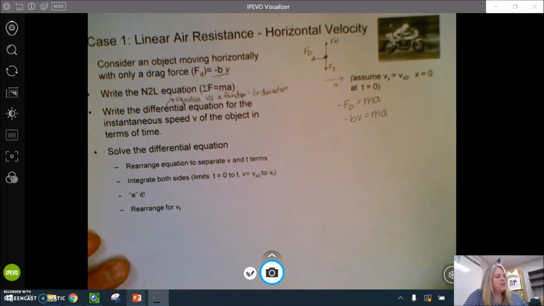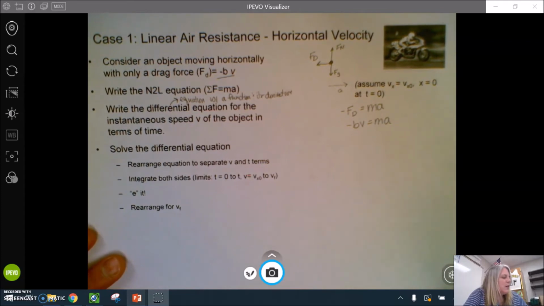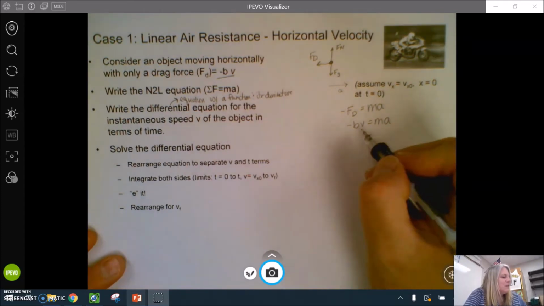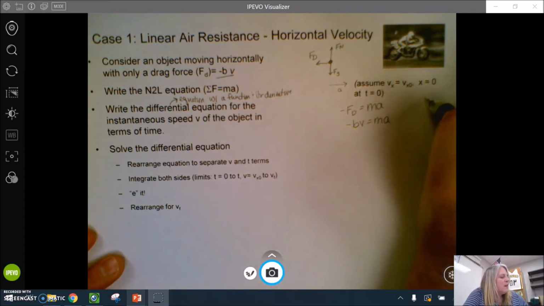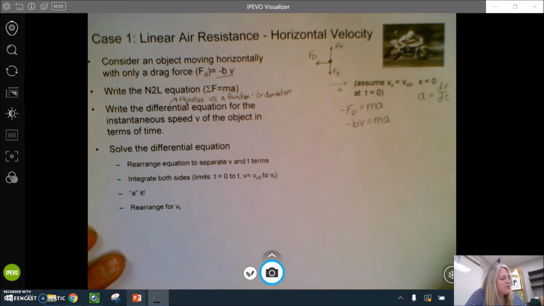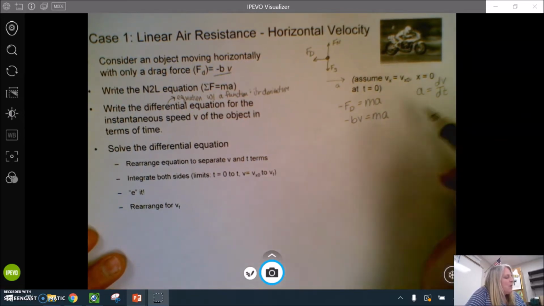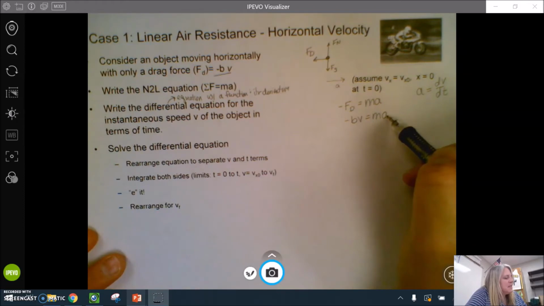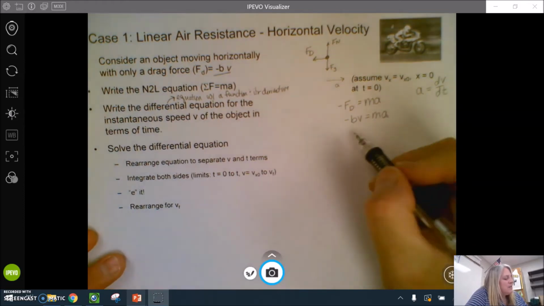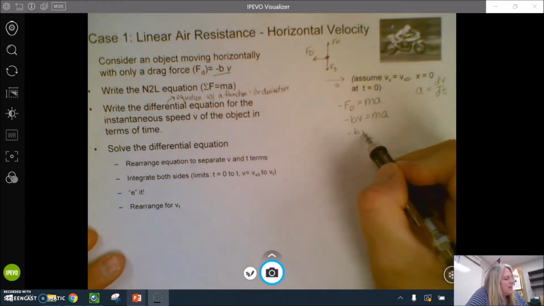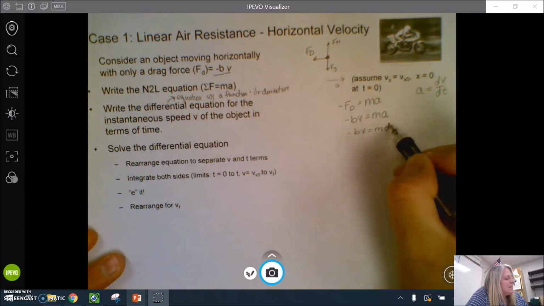But if I want to write a differential equation, a differential equation is an equation with the function and its derivative. So the function is v. So how do I do that? Well, we remember that acceleration is the derivative of velocity with respect to time. So when it asks you to write a differential equation for the object's speed as a function of time, what it wants you to do is replace the acceleration in Newton's second law with dv over dt. So we're going to rewrite that: negative bv is equal to m dv over dt.